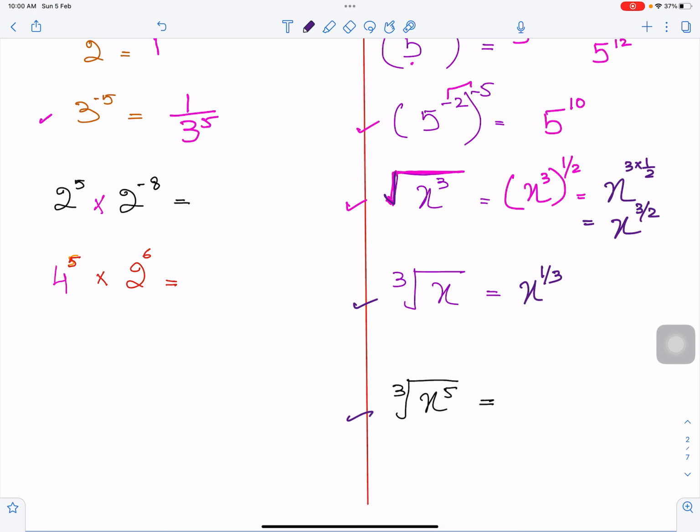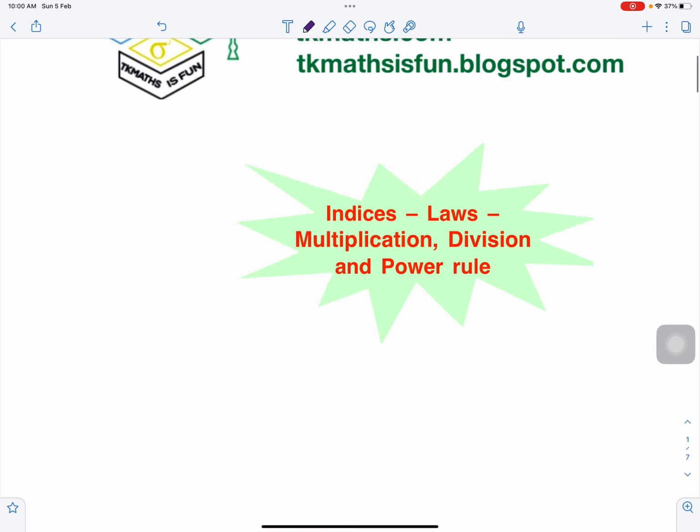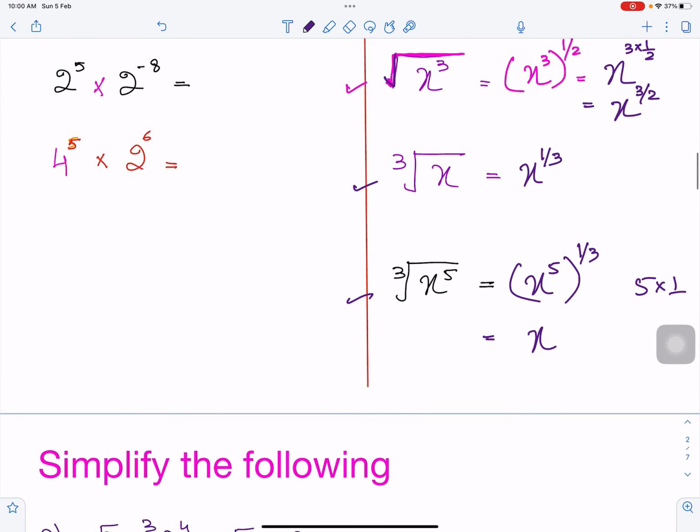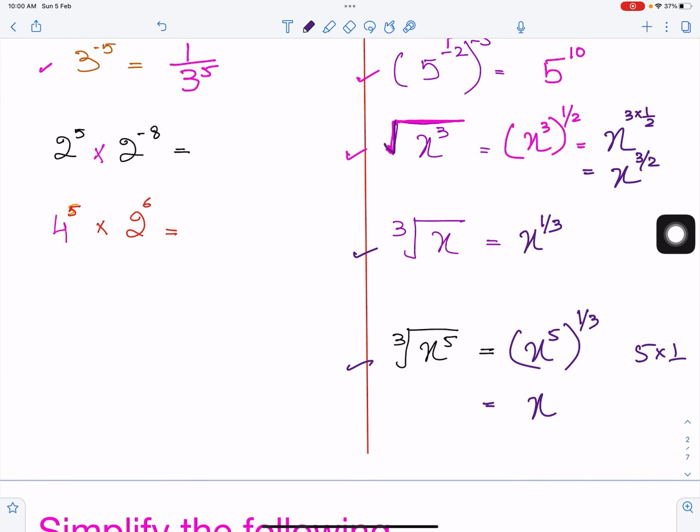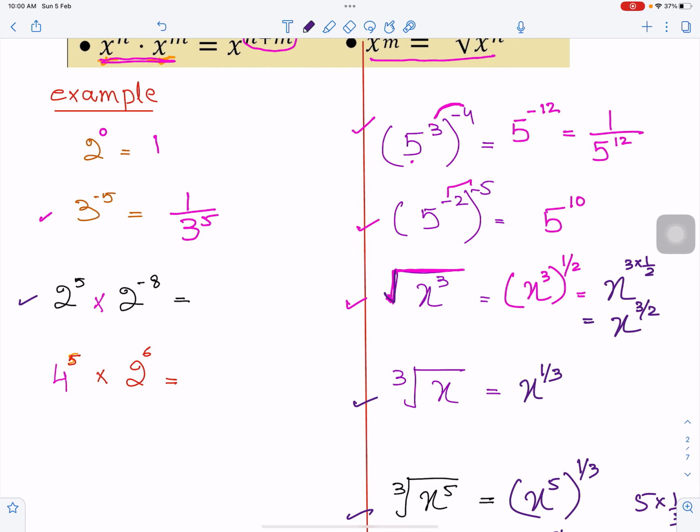Now, let's see this one. It has a cube root and x has power 5. So power 5 and cube root meaning 1 upon 3, then it means 5 will multiply by 1 upon 3, right? Which means 5 upon 3. Okay, let's see this one which we have not done here.